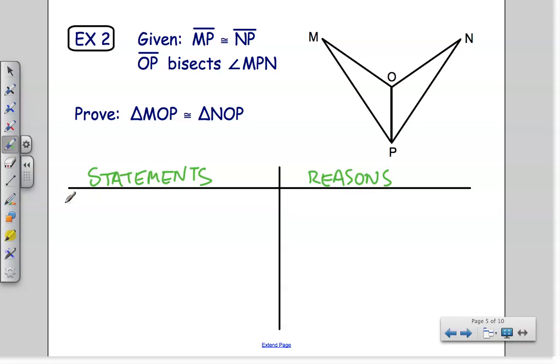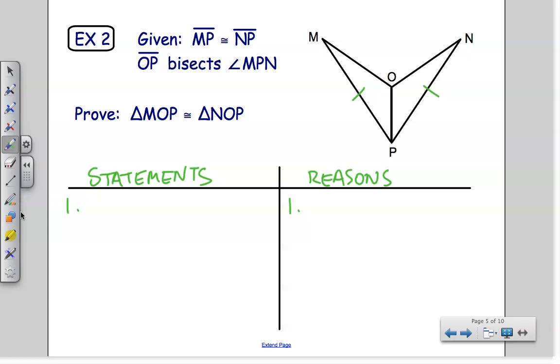Statements and reasons. Alright, maybe I'll mark what I was given. I'm given that line segment MP is congruent to line segment NP. So here's MP and NP, they'll both get one tick mark. Oh, look at this. Line segment OP bisects angle MPN.